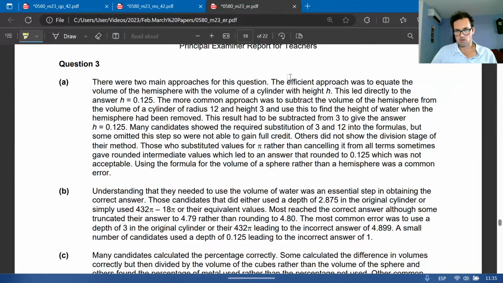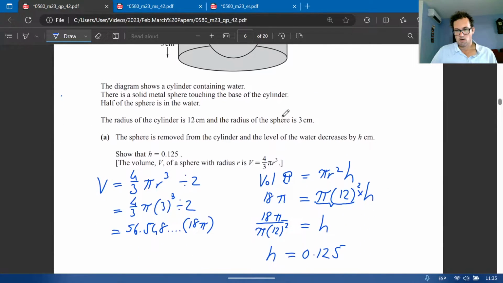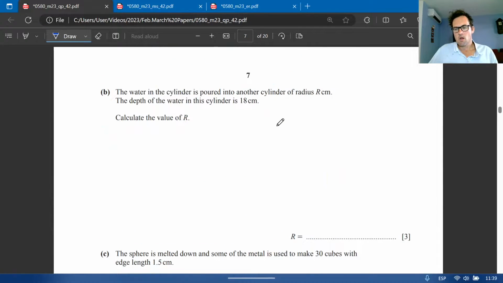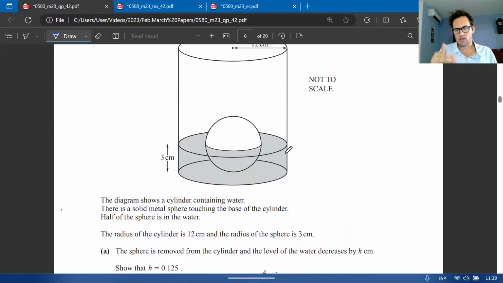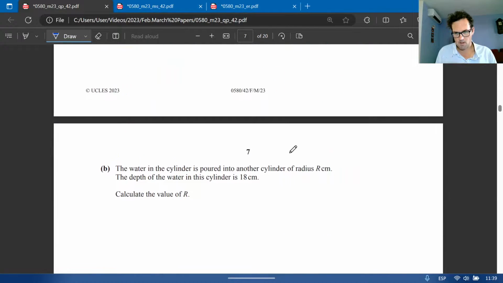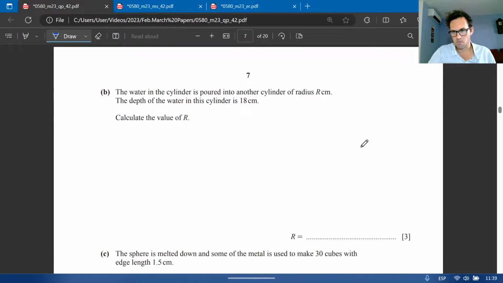How do we do it? Okay. The water in the cylinder. Remember, the water in the cylinder is still the same. The level just dropped when we took the ball out, but the amount of water doesn't change. It's put into another cylinder with a radius r. The depth of the water in the cylinder is 18 centimeters. Calculate the value of r. The radius, can we just measure it? But anyway, right. So just imagine now we've got a different cylinder.